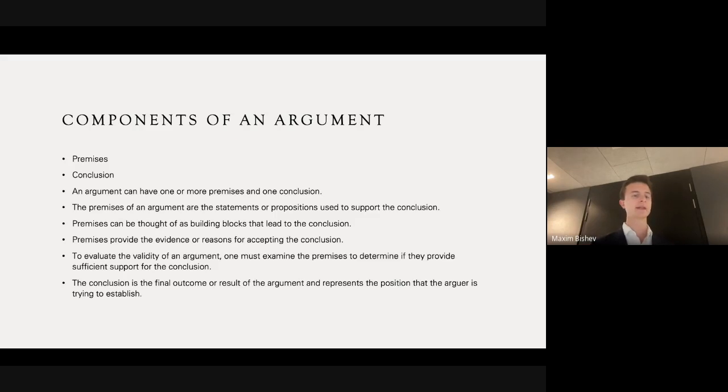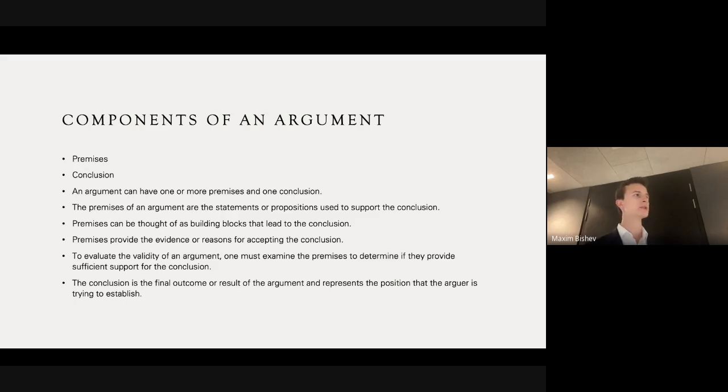Now, an argument can have one or more premises, but it will always have one main conclusion. It's possible, as you'll see later on, to have complex arguments where it's an argument that depends on another argument, and you can have as many layers of that as you need. But at each stage, each argument only has one conclusion. The premises, though, can be hypothetically unlimited. Usually it ranges from 1 to 4. 2 is a pretty common number of premises. So you can just think of them as building blocks.